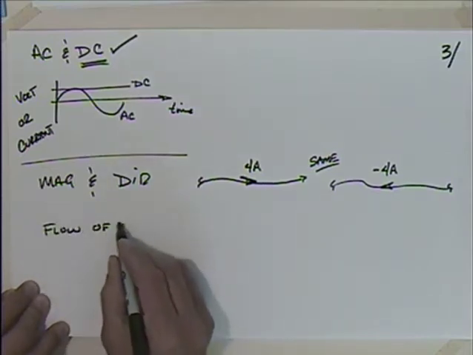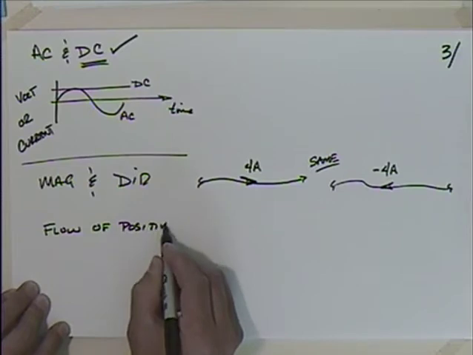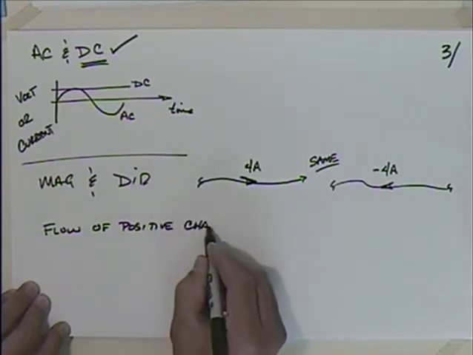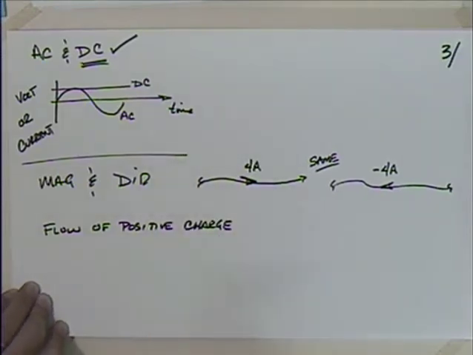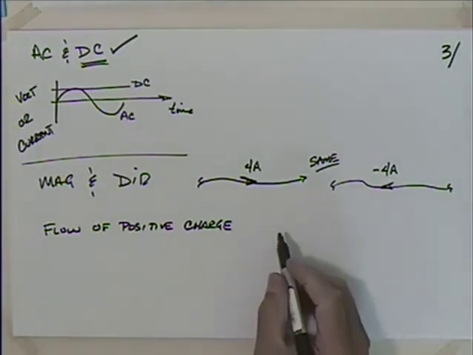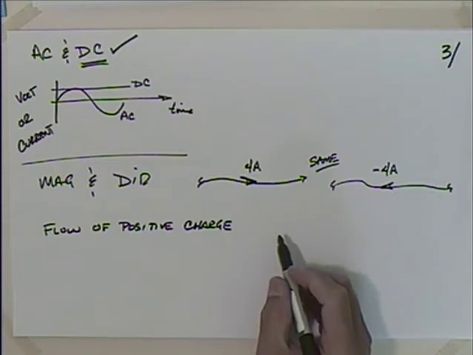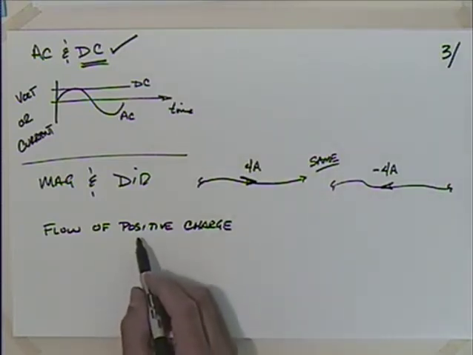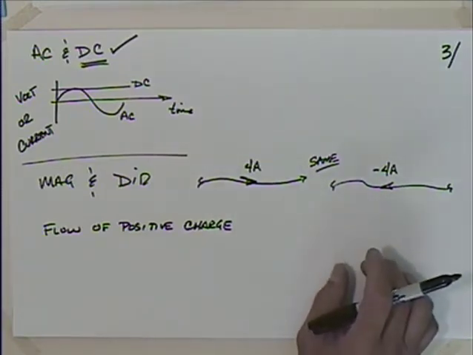Current is the flow of positive charge. Now, we know that probably physically it's electrons flowing around. Where did this come from? Well, Benjamin Franklin first postulated that current was the flow of positive charge, and we've just stuck with that.